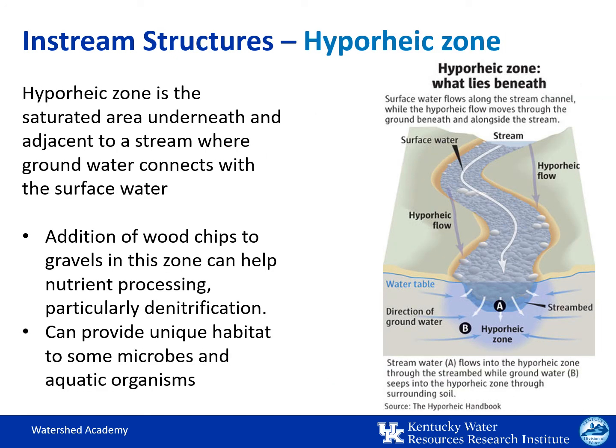Another structure that we want to touch on is an area that's out of sight, but it's very beneficial for water quality, and that's the hyporheic zone. The hyporheic zone is simply the saturated area underneath and adjacent to the stream where the groundwater connects with the surface water. The addition of wood chips to gravels in the zone can help with natural processing, particularly with denitrification, so the removal of nitrogen from the stream. It can also provide some unique habitat for microbes and aquatic organisms.